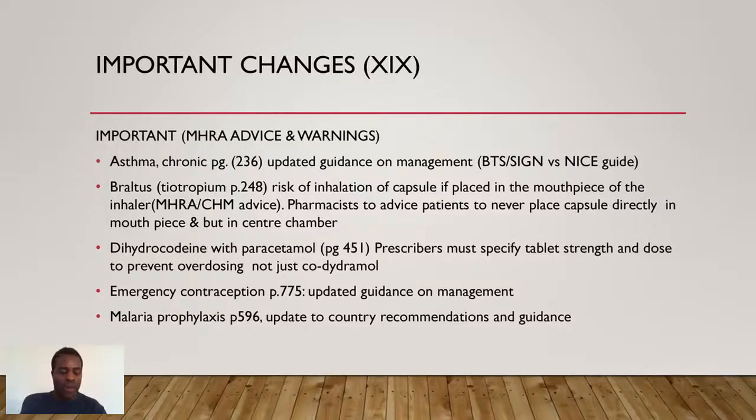So now the changes that have happened, there are so many changes that have happened this year. But if you go on to page 236, right? That's your asthma. So I'm just going to show you the changes that have happened. So important MHRA advice and warnings. There's been a change in the asthma guidelines, specifically on the chronic part of the asthma guidelines. So it's important that you know, and also the difference between your BTS SIGN versus your NICE guidelines, because there are a few differences in terms of what they recommend and what they consider as children, and the different things that you need to learn.